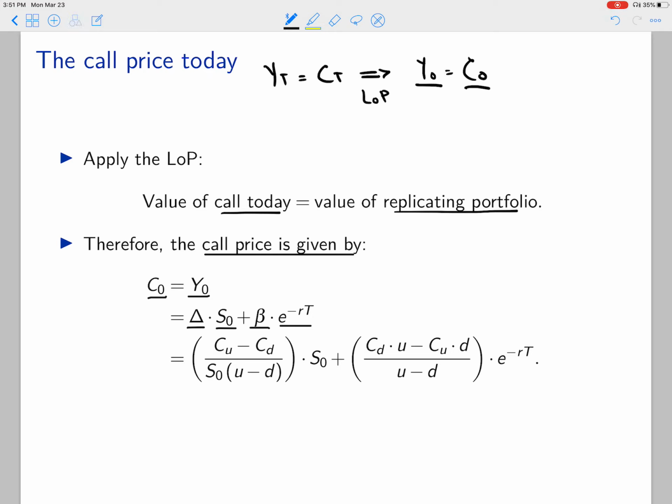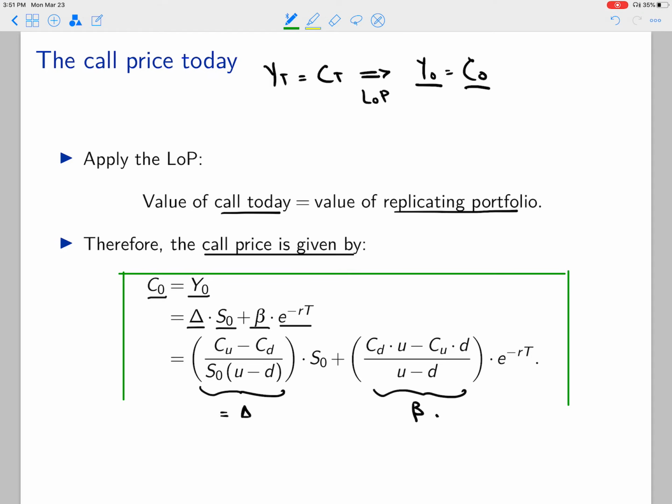In the previous slide, we solved for delta and beta. So delta was equal to C sub U minus C sub D over S sub U minus S sub D, and then in the last slide, we also solved for beta. Plug in delta and beta, and that's going to give us the call price. So the call price is given by this long equation here. It's a messy equation, but once we memorize delta and beta, we don't really need to know much else other than it's the price of this portfolio instead of the payoff. In general, it's somewhat messy, but it's very straightforward in a sense.